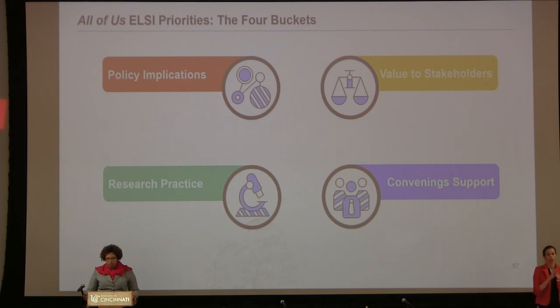Around the ethical, legal, and social implications of research, the program envisions four buckets of support that it's poised to provide, including support for projects that address policy implications, projects that assess the value of research for stakeholders, and support for projects that directly appraise the different aspects of research, including the effects of decisions or policies on the conduct of research itself. And finally, support for convenings of ELSI and bioethics communities.